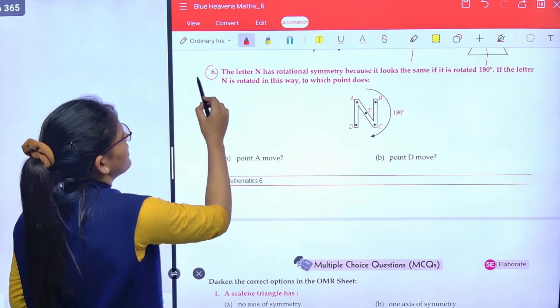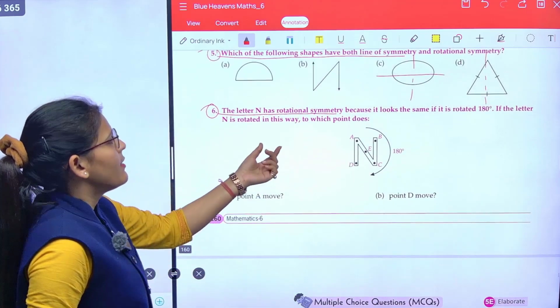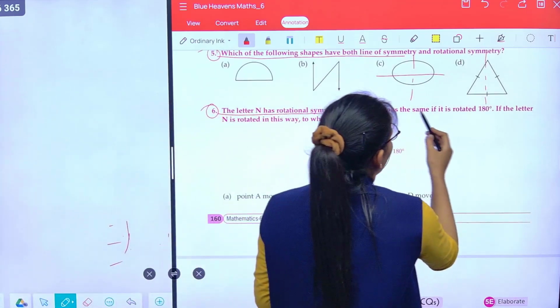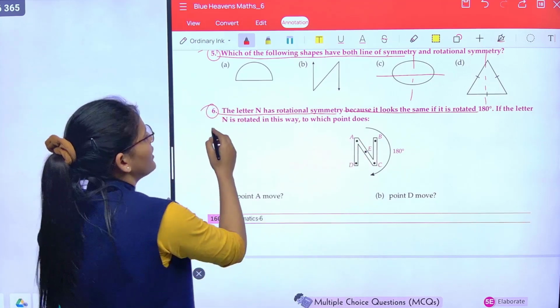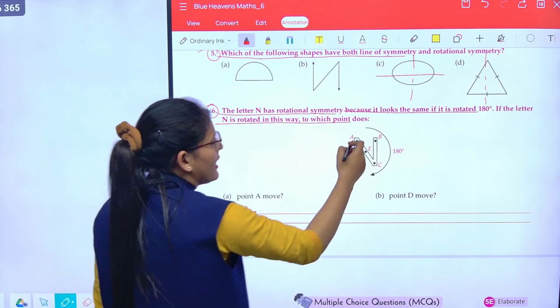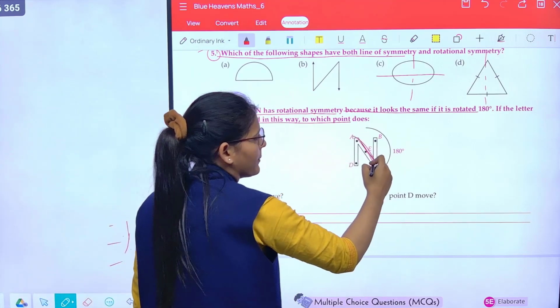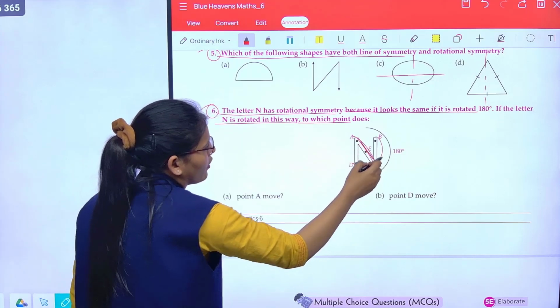Question number 6. The letter N has rotational symmetry because it looks the same if it is rotated 180 degrees. If the letter N is rotated in this way, to which point does angle A go, class? Angle A will go to angle C and angle B will go to angle D.